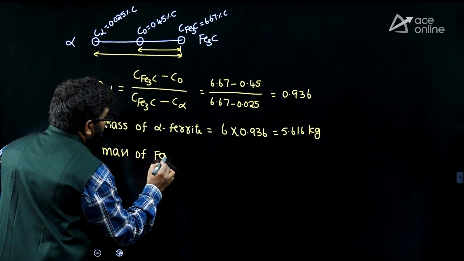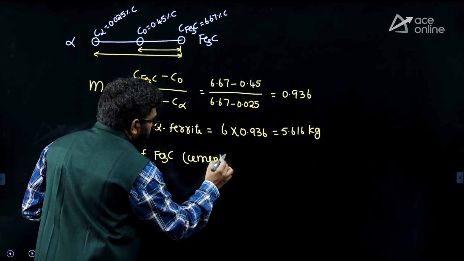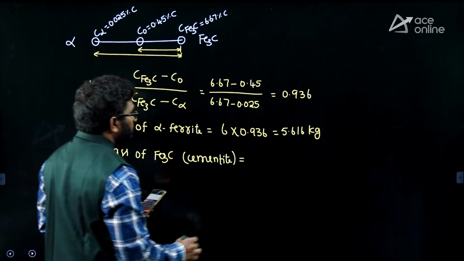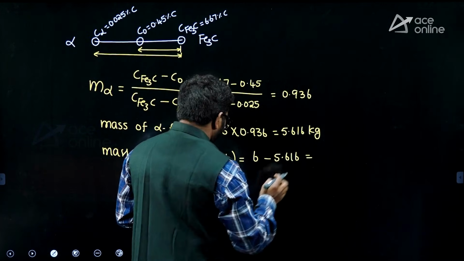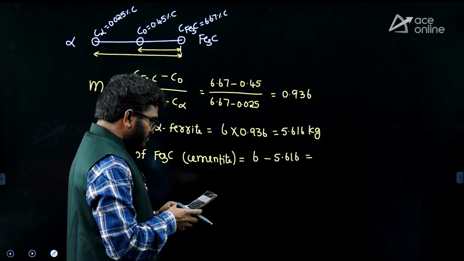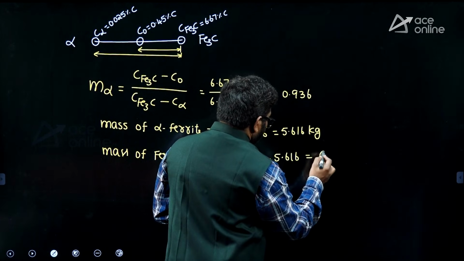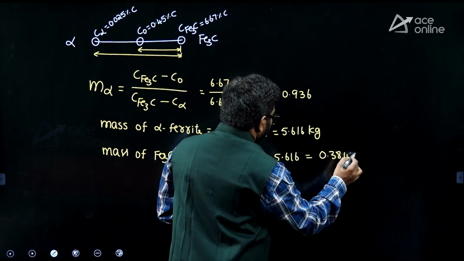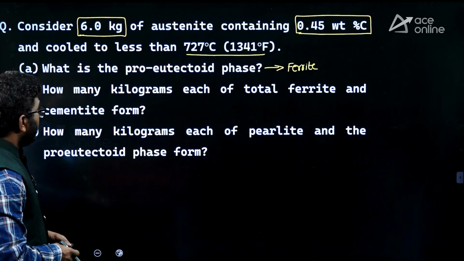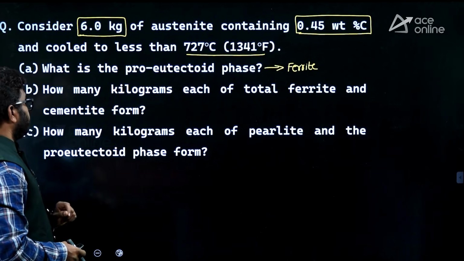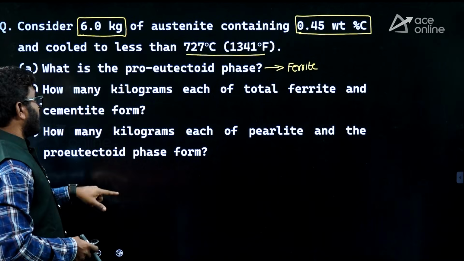If alpha is 5.6 kg, then definitely the mass of cementite, Fe3C, is equal to 6 kg minus 5.616 kg. So 6 kg minus 5.616 kg, we will get 0.384 kg. This type of question they will ask you. Again, another question they are asking. This was the first, total ferrite and cementite. Let us say perlite and proeutectoid phase.